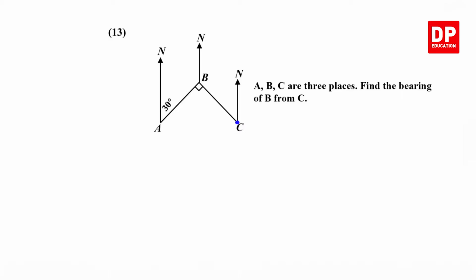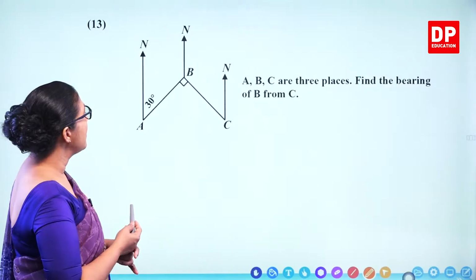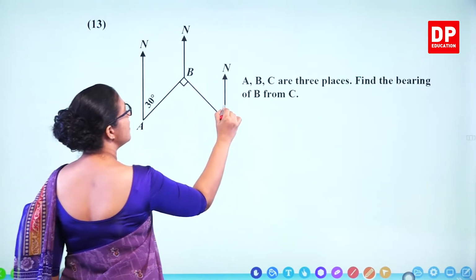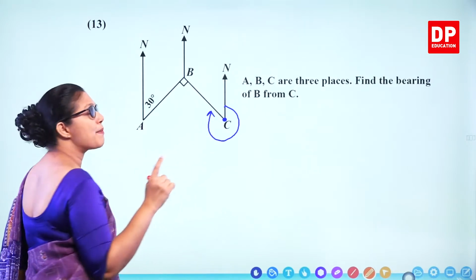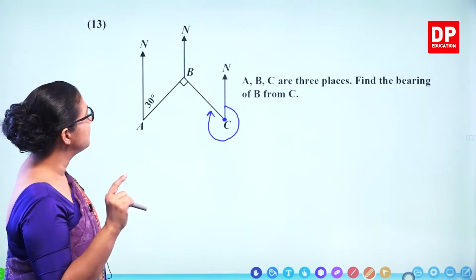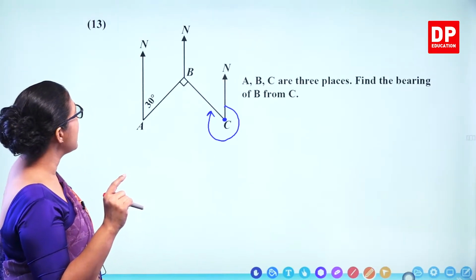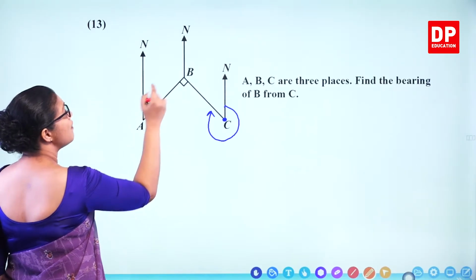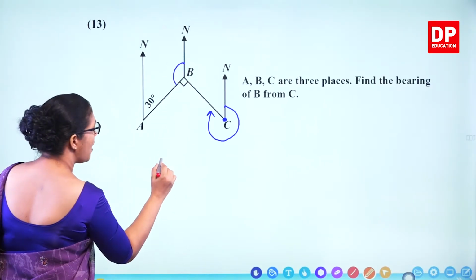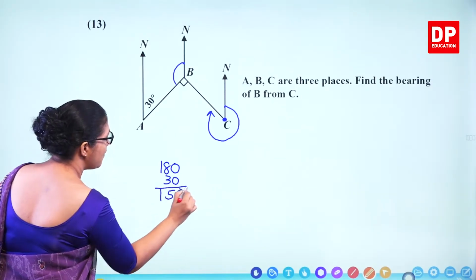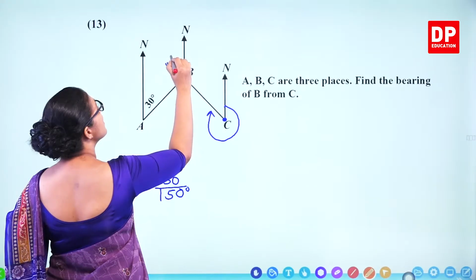Question number 13. A, B, C are 3 places. Find the bearing of B from C. So from here, bearing of B. So this angle. What does bearing mean? Measuring angle from north clockwise. How do we find this angle? We can start from here. If this is 30, what is this angle? 180 minus 30, 150. So this is 150.